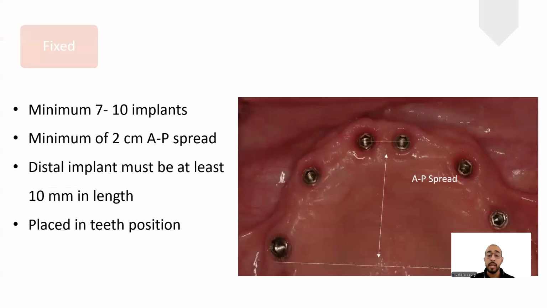If you take a look here, when you have very good bone, this is the AP spread, the distance from the anterior to posterior, there is no problem at all. And this is according to Brånemark and then Carl Misch. This is the ideal distribution for fixed prosthesis, which is modified a little bit with the improvement of the implant system.